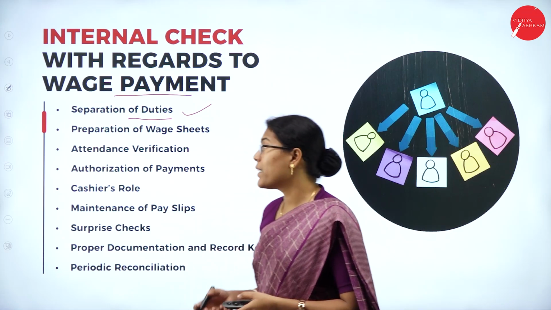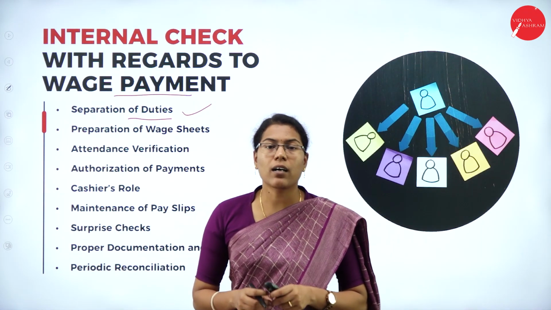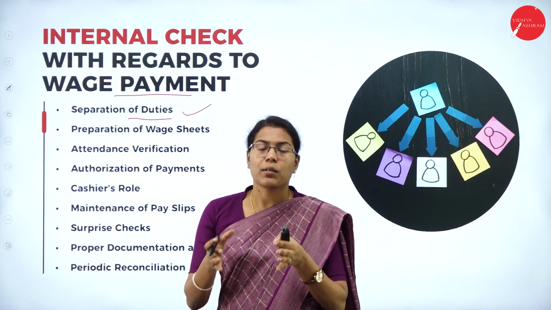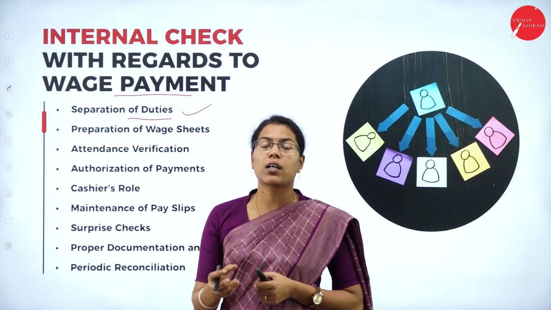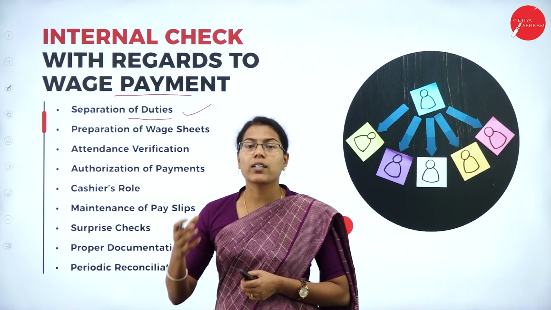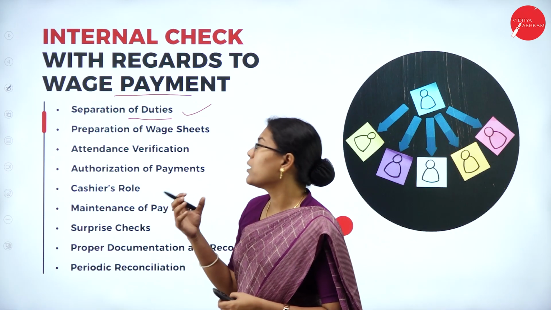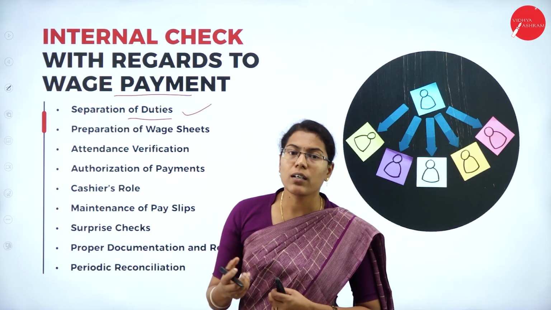Proper wage payment can be ensured by separation of duties. Here the work is divided among the workers, so no single employee or worker, or the authority or the management, is given the authority of sanctioning the wage payment, calculating the wages or approving the wages.